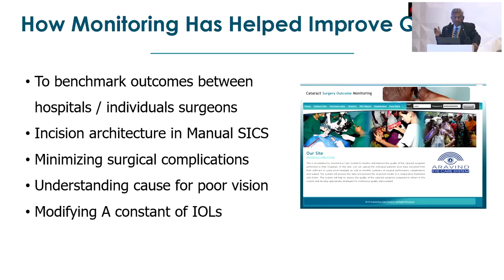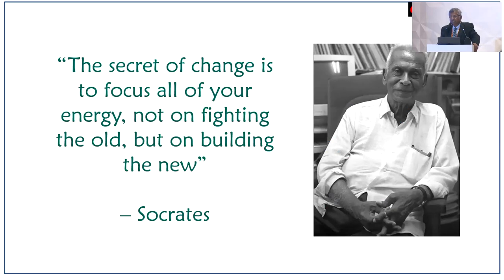We also were able to show that the incision architecture matters in manual SICS. This also helps to minimize complications and understand the cause for poor vision. And we were able to change the A constant of at least one IOL, where we found that with that A constant we were consistently getting hypermetropic refractive error, and we were able to find that and change it. These are all not possible if you don't do this.